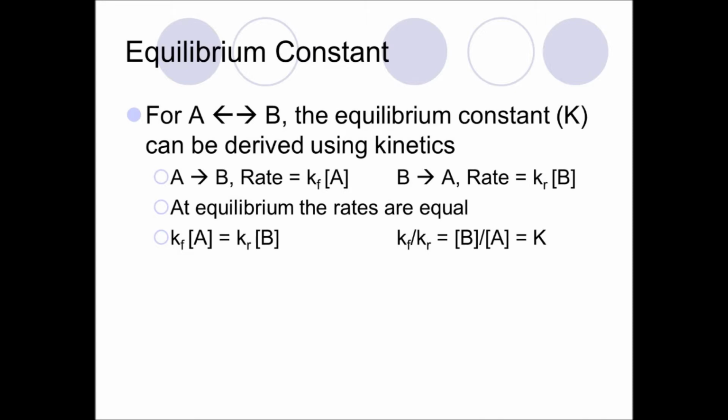At equilibrium, the rates are equal, so we can set the rate of the forward reaction equal to the rate of the reverse reaction, and we can rearrange the equation in terms of rate constant or in terms of concentration of B and concentration of A.